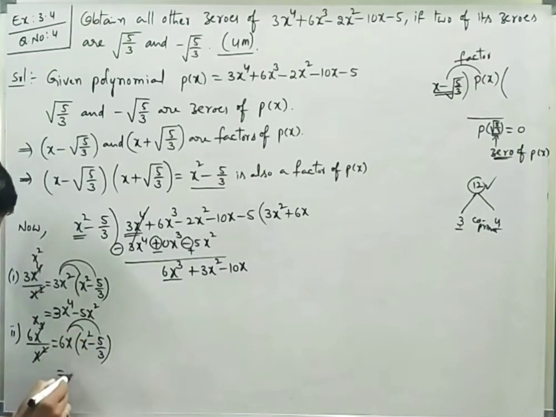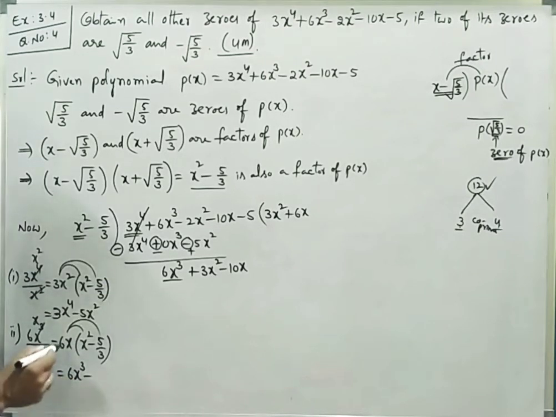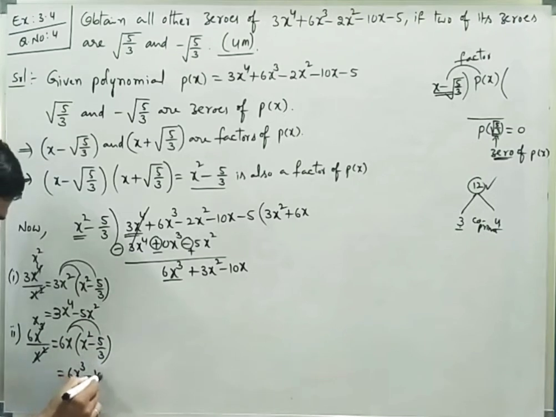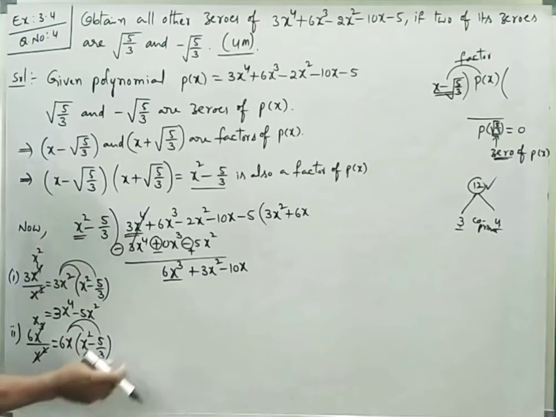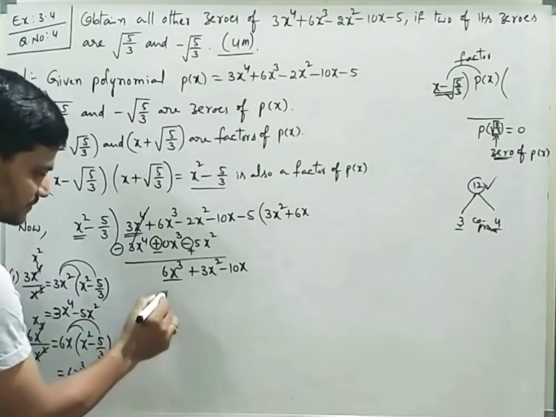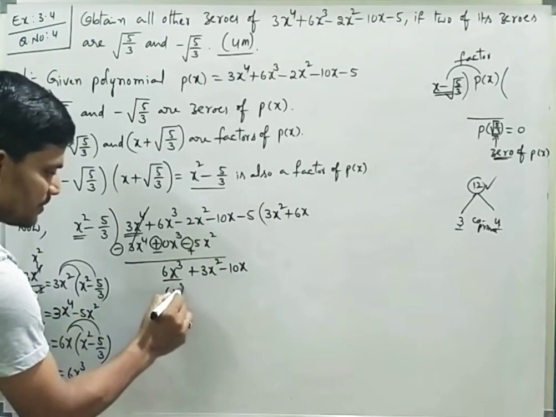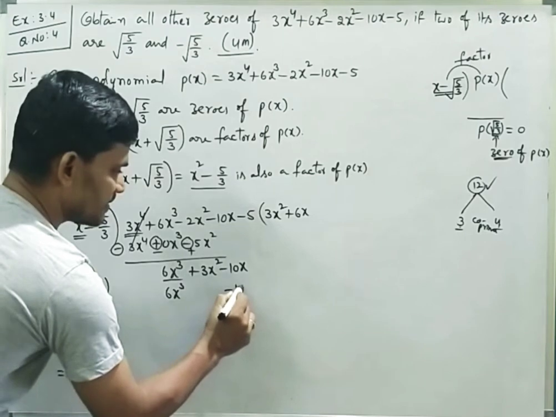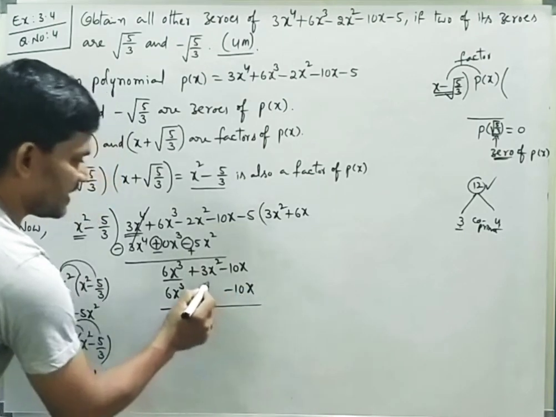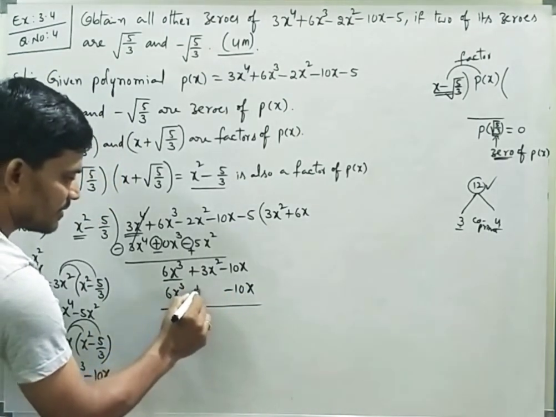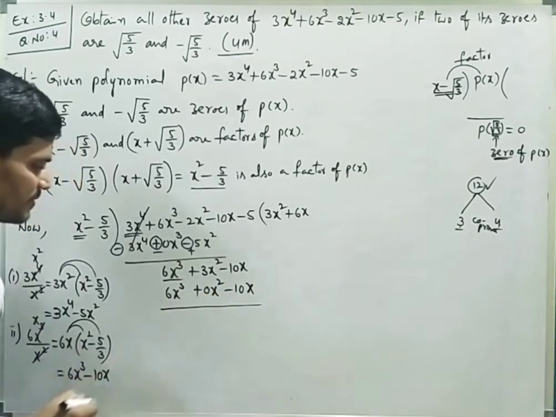Apply the distribution 6x into x square, 6x cubed minus, if you multiply 3 1s, 3 2s, 2 5s are 10x. So it becomes 10x. Write down degree 3, degree 1, degree 3, degree 1. So 6x cubed minus 10x. Nothing came of x square term. You can keep 0 x square.